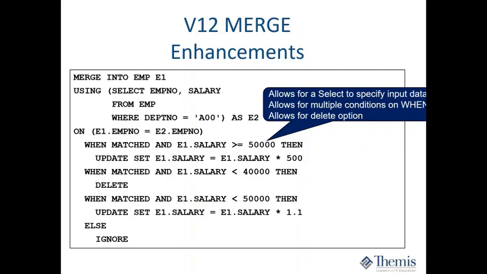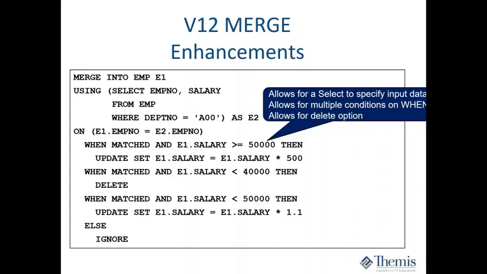And then the other new functionality I have in version 12, you can see on that first when clause, when matched and the salary is greater than or equal to 50,000, you can have multiple when matched, with additional predicates there. Okay, so when I find a match and the salary is greater than 50,000, then it looks like I'm going to give the person a 500% raise. That's kind of nice.